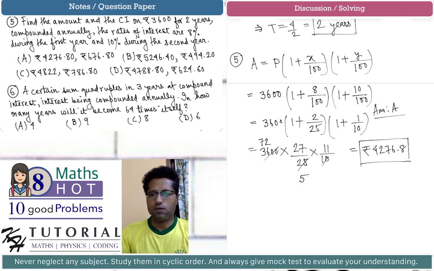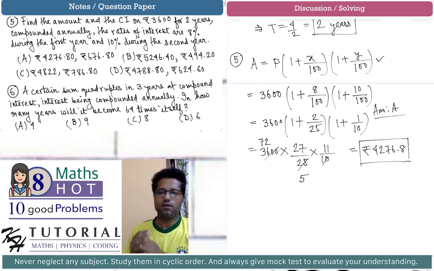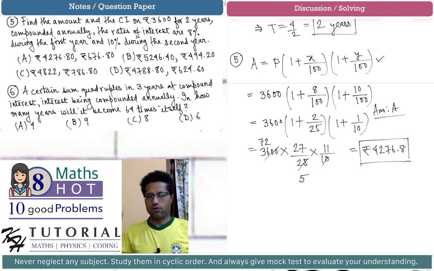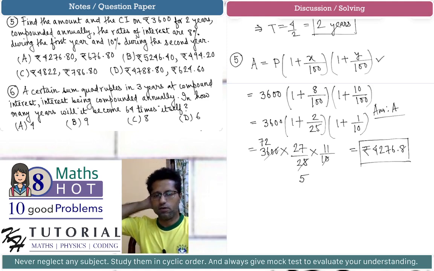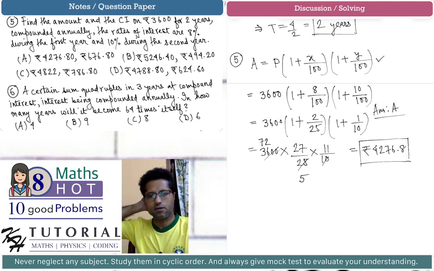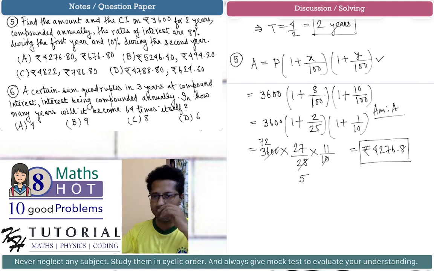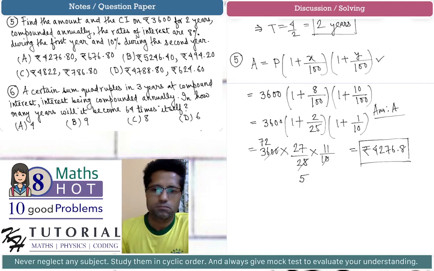So this is the formula for the amount on the principal P, where the interest is compounded annually and the rates are x% for the first year and y% for the second year. So this is the amount for 2 years, where in the first year the rate is x% per annum, and in the second year the rate is y% per annum, and P is the original principal.